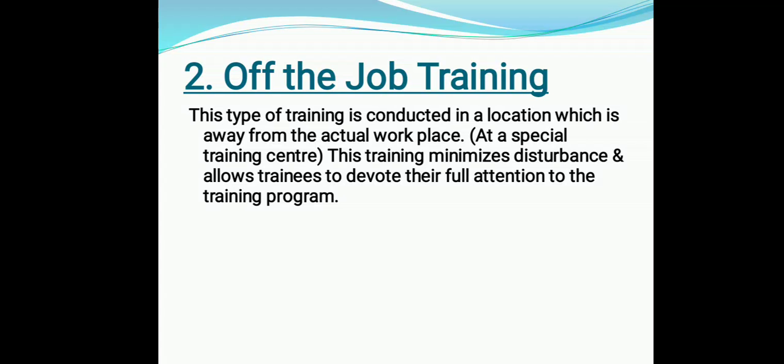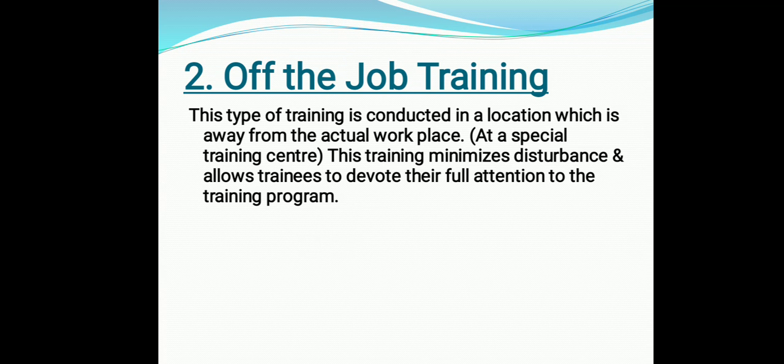In the previous class we were studying about on the job training. So what was on the job? The training which is provided at the actual workplace. There the training was given by the superiors or the employees, or in the form of coaching, mentoring and so on. Today we will study what is off the job training.